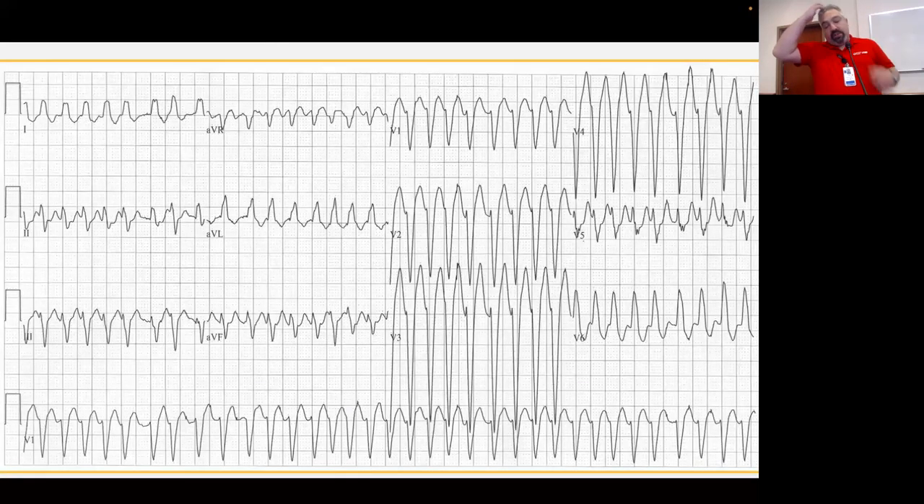So AFib plus a bundle branch block. The difficulty here is, I mean, what does that look like? What's your reflex? VTAC. Are there parts of it where it is irregular, however? Sure. Yeah. Look right here. VTAC should be clockwork regular, but you watch this, just on this 10-second strip, you can see there's portions of it where it's irregular. And that makes VTAC exceedingly unlikely.